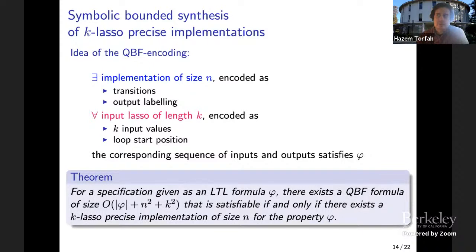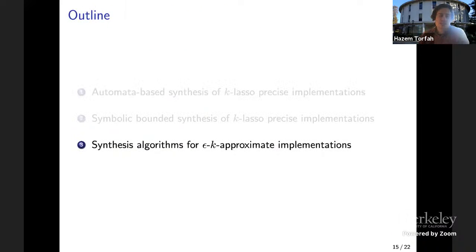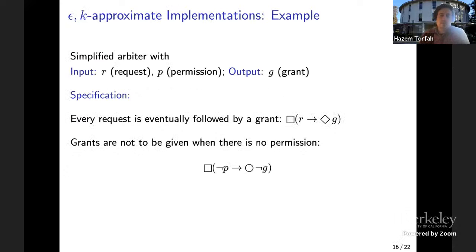All right. Now, lastly, I want to also tell you a little bit about the synthesis algorithms, or the algorithmic approach, for epsilon k approximate implementation. And let me just give you a motivation why these types of approximations are important. It could be the case that we still have specifications even after bounding the size of the lassos for which we will not find an implementation. So these types of problems will remain unrealizable.